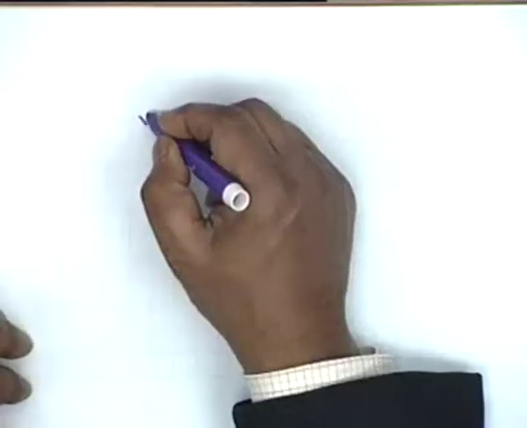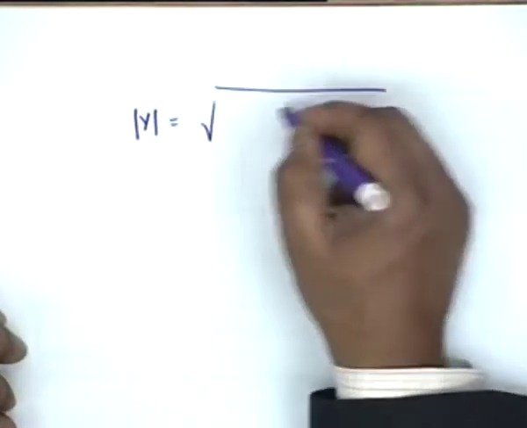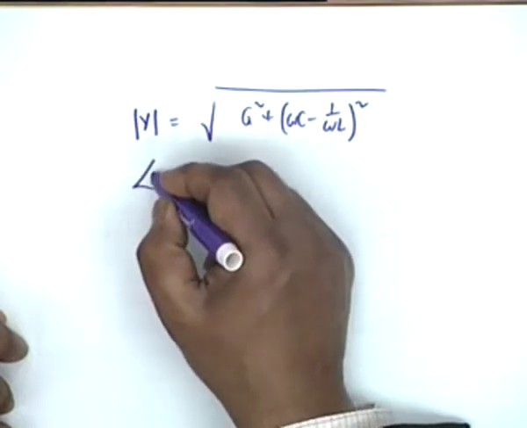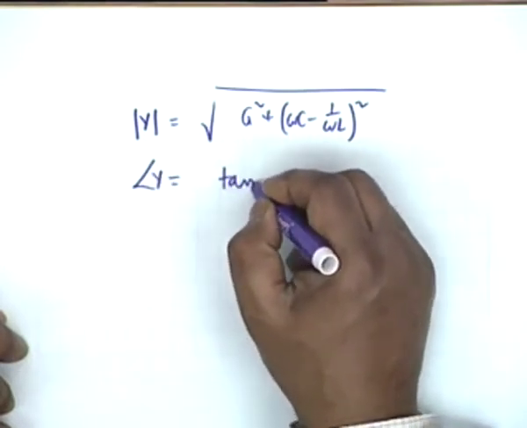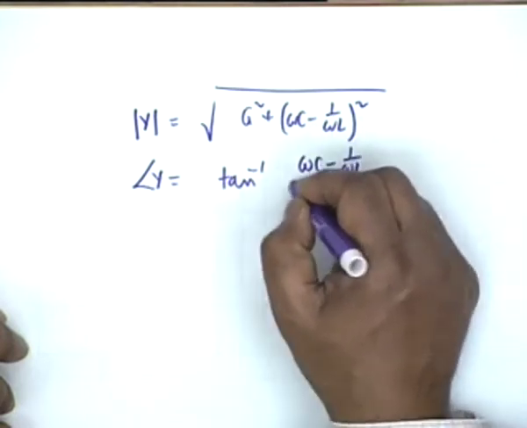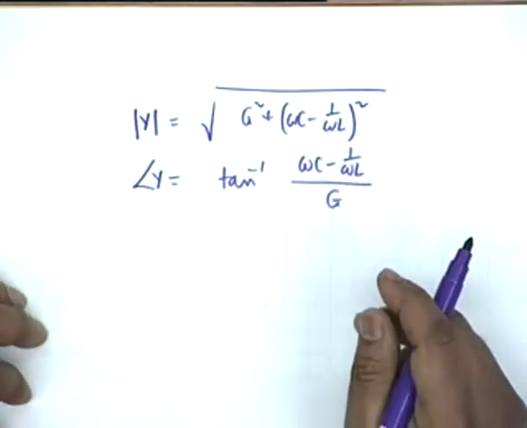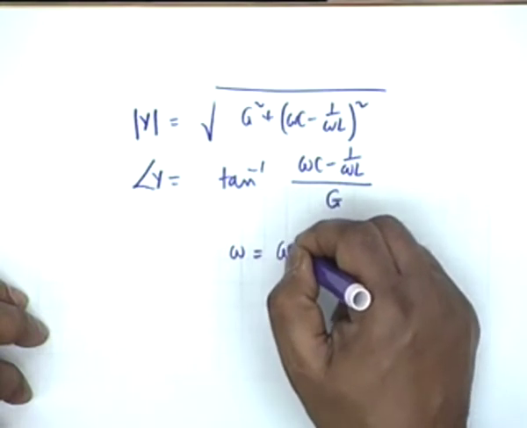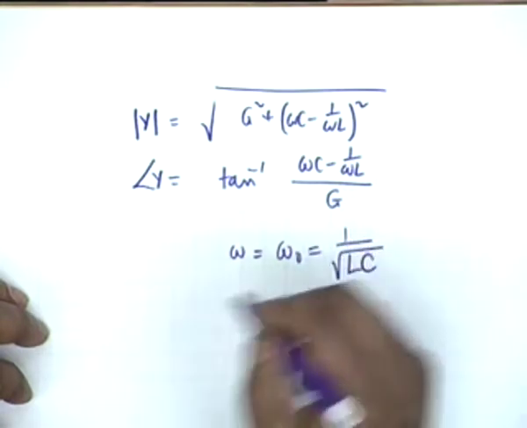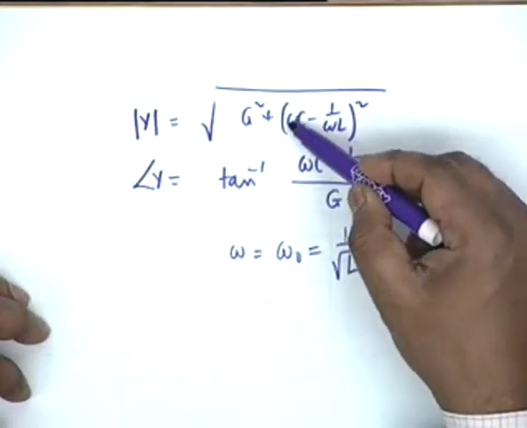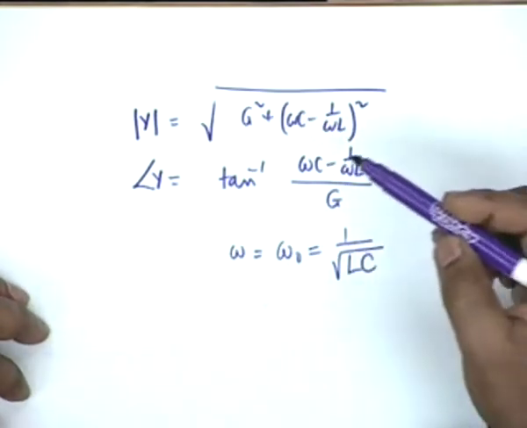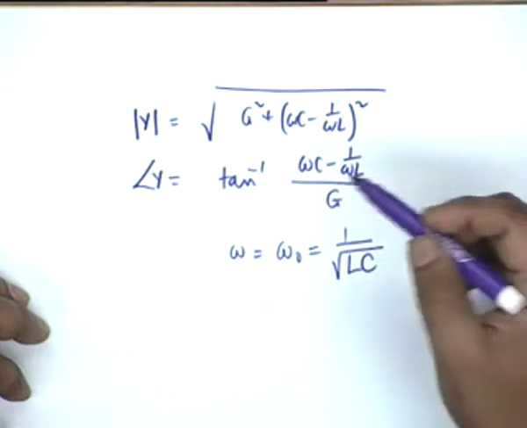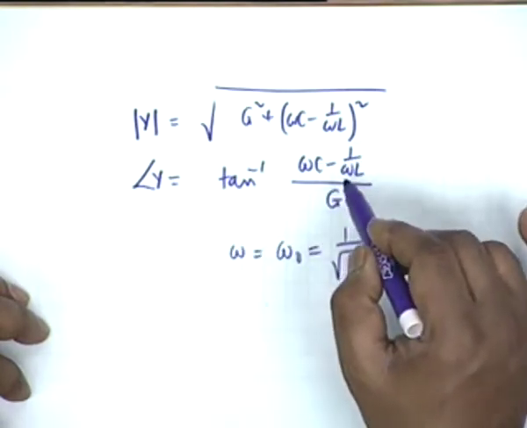That is, the magnitude of Y shall be square root of G squared plus omega C minus 1 by omega L whole squared, and the angle of Y shall be tan inverse of omega C minus 1 by omega L divided by G. And once again you can see that when omega C is equal to 1 by omega L, that is when omega equals omega 0 equal to 1 by square root LC, the susceptance of the capacitor, which is omega C, cancels the susceptance of the inductor, which is 1 by omega L, while the admittance angle would be 0, so the current and voltage shall be in phase.